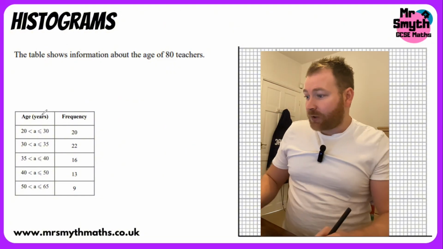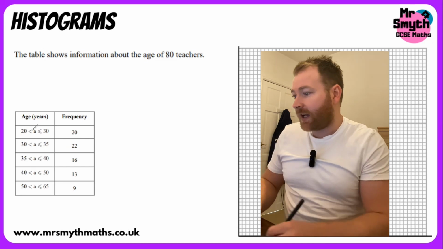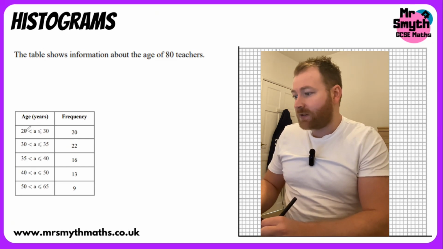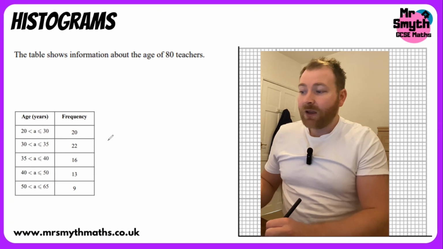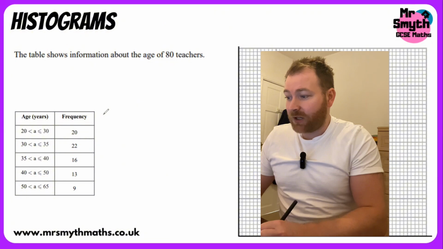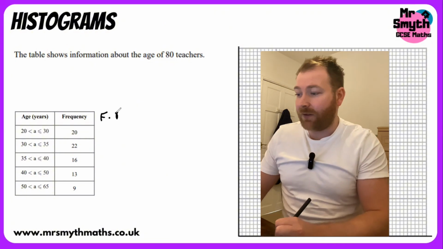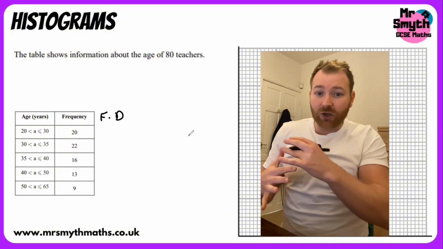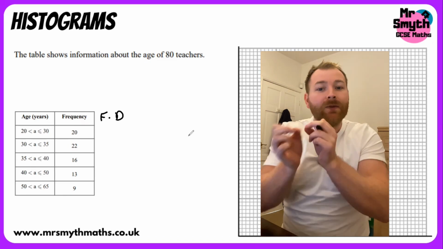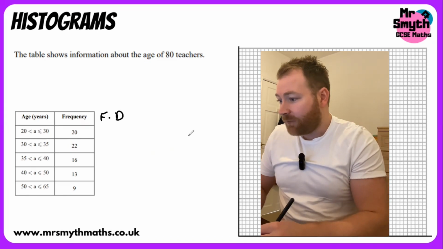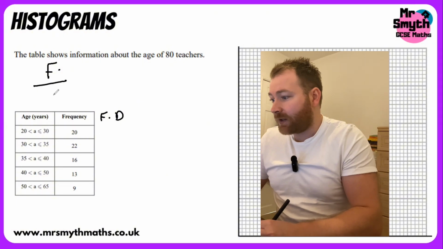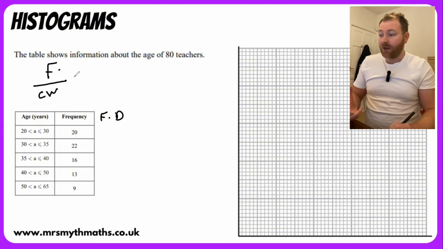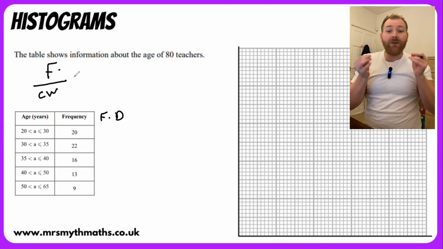If we have a look at this, we've got the age of 80 teachers, and this says the age of 20 to 30, there's 20 of those. If you're between 30 and 35, there's 22, etc. Now, what we need to do is something called a frequency density. I'm just going to put FD there because we're going to show the spread of the data in that particular class width. So frequency density means we take the frequency, I'm just going to put F, and we divide that by CW, that's for class width. So it's the frequency divided by the class width.